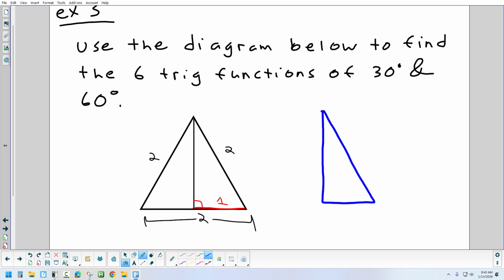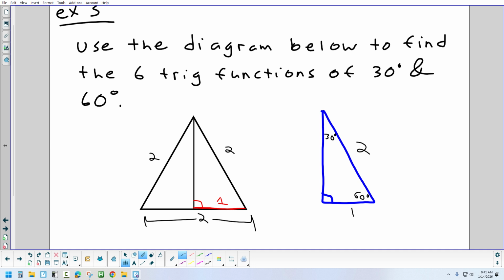And we know that this angle in the lower right is how much? Yep, 60 degrees. It has to be 60 because it was an angle in an equilateral triangle, and all the angles are 60. So if that's 60, that has to be 30. So 1, the hypotenuse is 2, and what would the long leg be? Yep. Square root of 5.